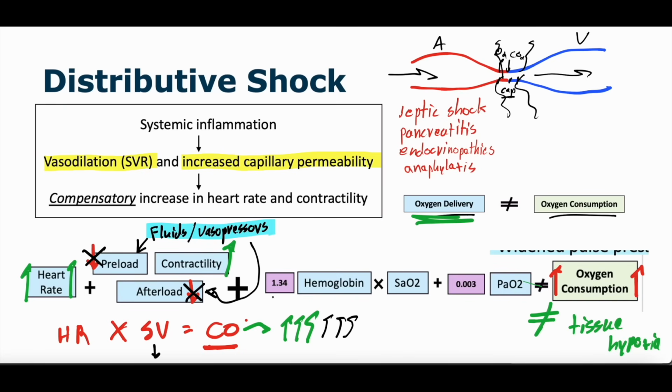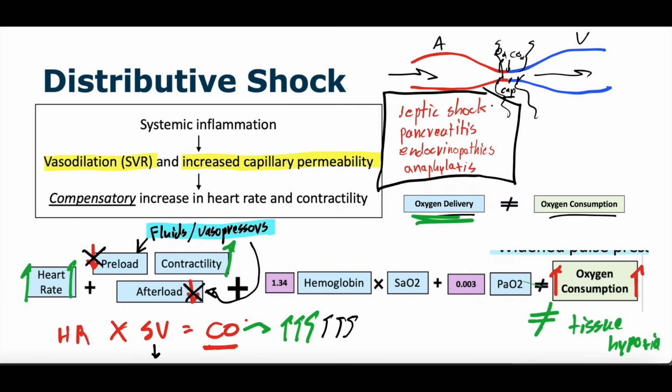So see how this equation, the oxygen delivery and oxygen consumption equation, can guide the diagnosis and management. If you understand the pathophysiology, you can understand how to diagnose it and then how to intervene on it, right? The pathophysiologic change, the compensatory change, and then what we can do to help the body better compensate. All right, so that is distributive shock, the most common cause of shock.